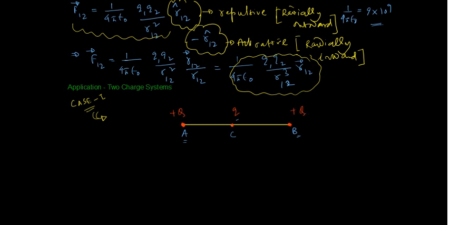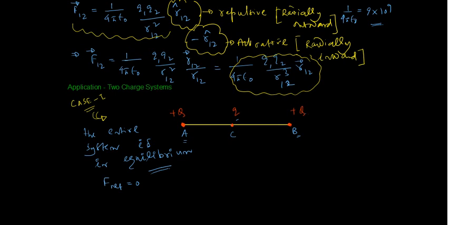I'm writing the entire system is in equilibrium. So when I say that the entire system is in equilibrium, I have to write that F net is equal to 0. So if I say that F net is equal to 0, what am I supposed to write here?